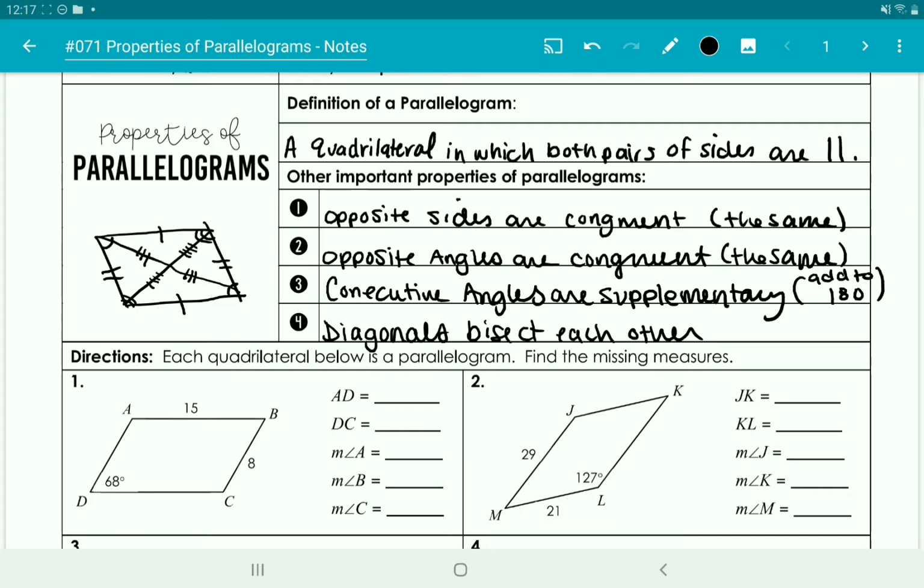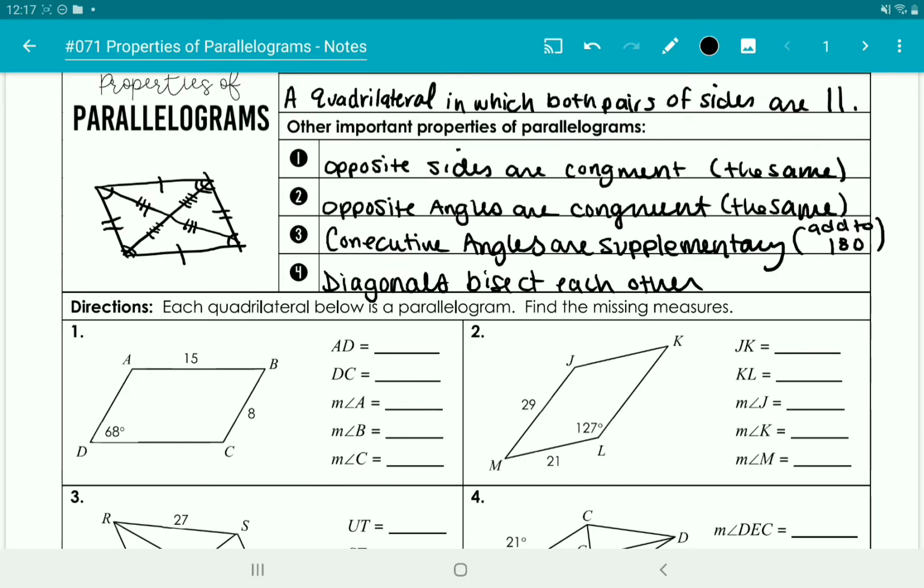So each quadrilateral here is a parallelogram. We're going to look at the different measures. Okay? So we know, I'm going to go ahead and mark. This one's going to be the same as this one. This one's going to be the same as this one. This angle is going to be the same as this angle. This angle is going to be the same as this angle. Okay? Angles that are not the same are going to add to 180. That's all we need to know.